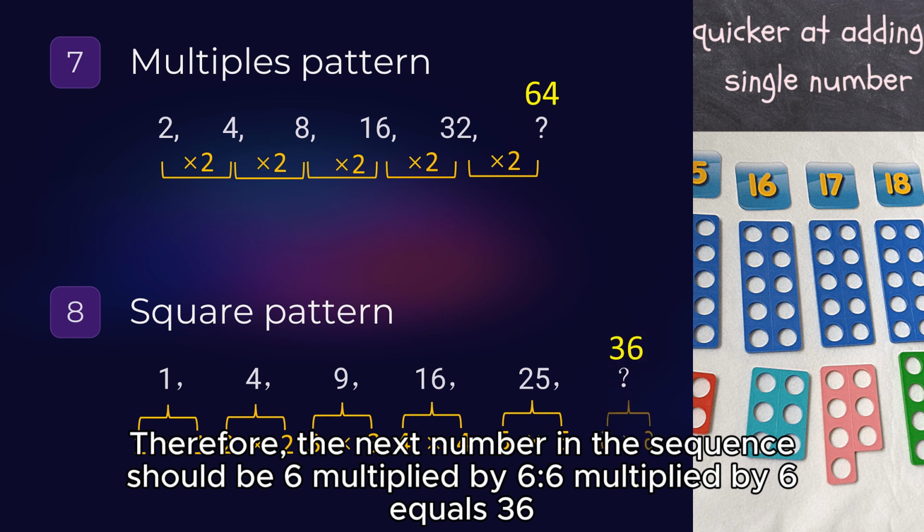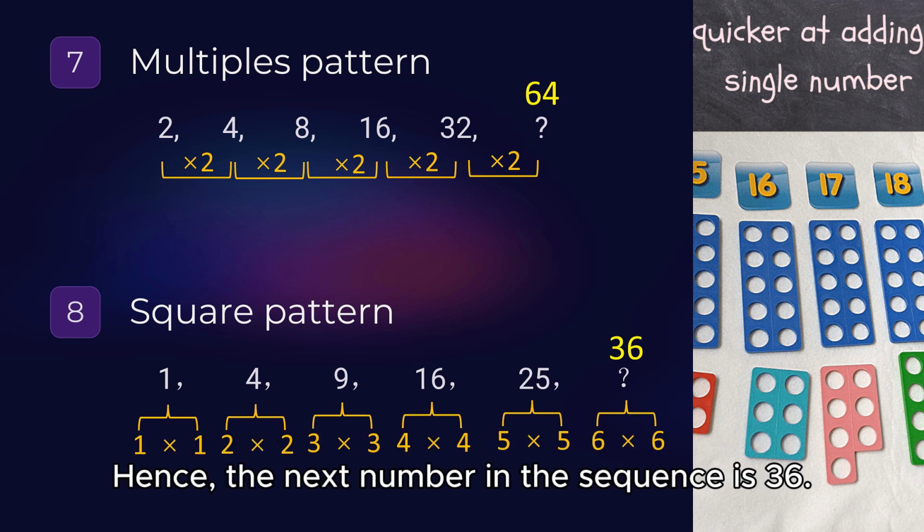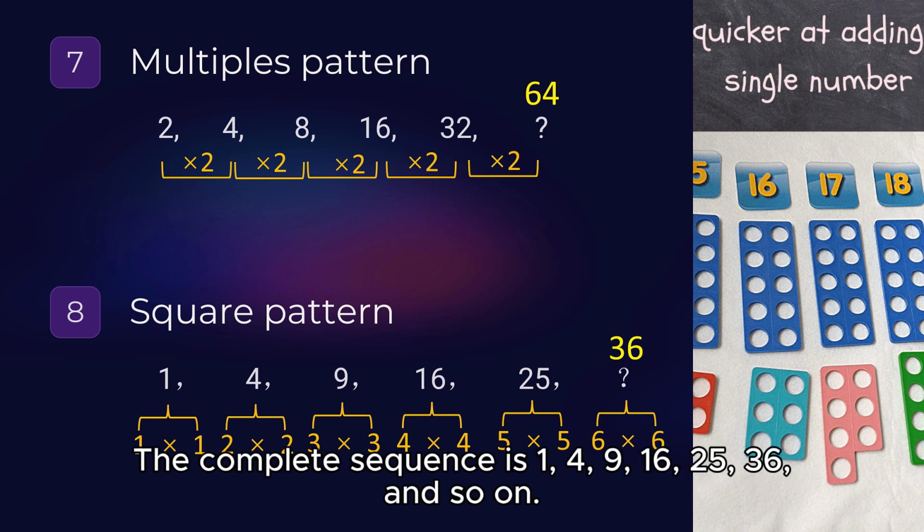Therefore, the next number in the sequence should be 6 multiplied by 6 equals 36. Hence, the next number in the sequence is 36. The complete sequence is 1, 4, 9, 16, 25, 36, and so on.